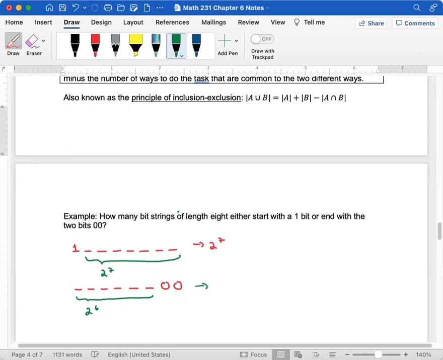Now here's the issue. Oops, I thought I had switched pen colors and I didn't. There we go. So here's the issue.